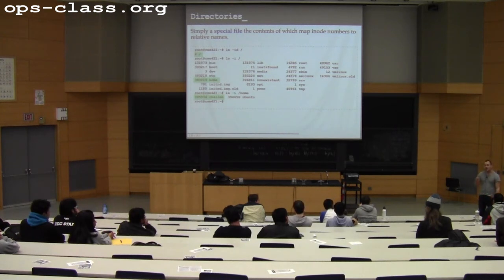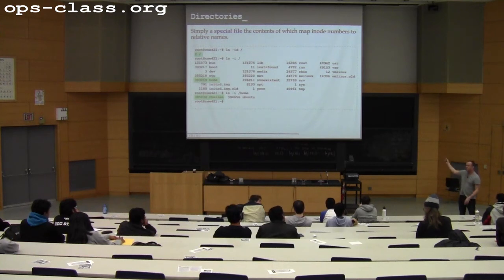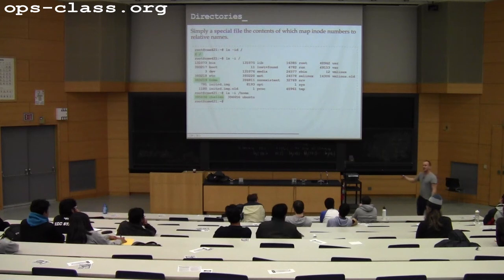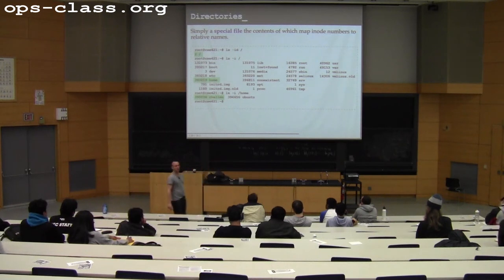Now, if you take a directory and you put lots and lots of files inside of it, what you'll see is that size will actually start to grow. Because the data structure that's required to map all those names to numbers has gotten bigger than 4K, and the file system has started to allocate extra blocks to that directory. So yeah, you can do this at home.